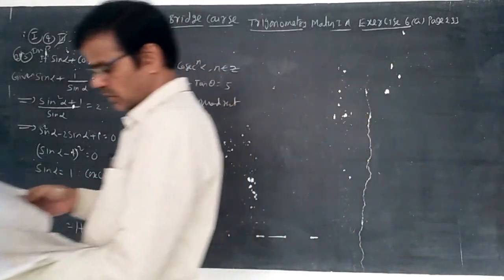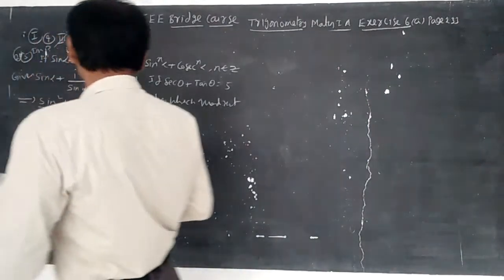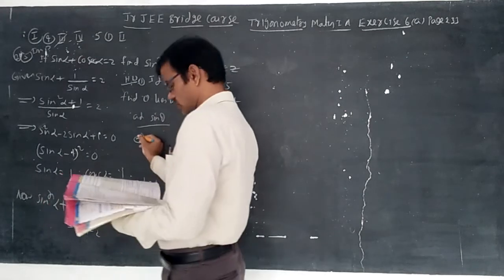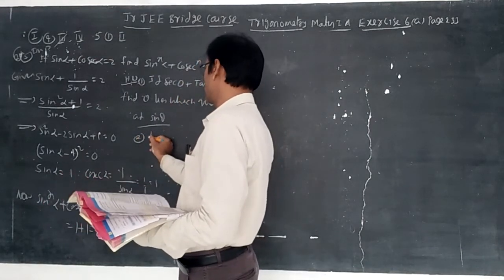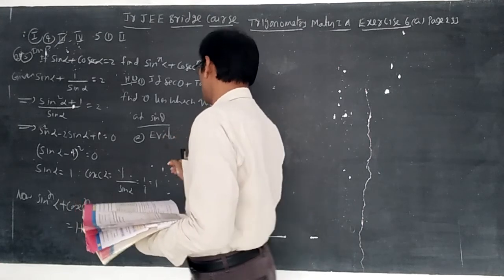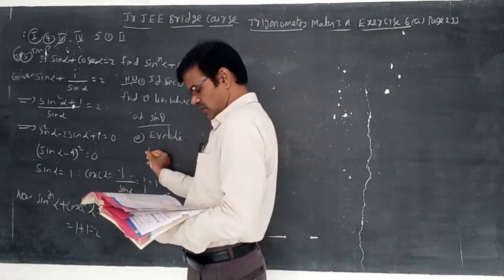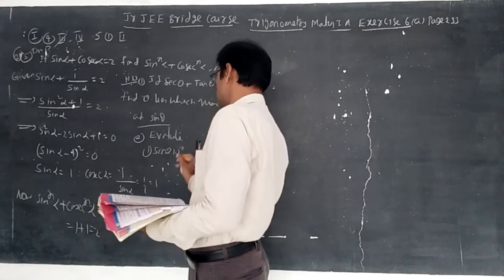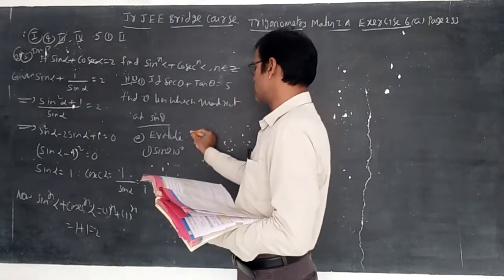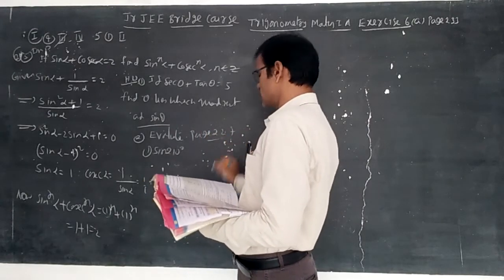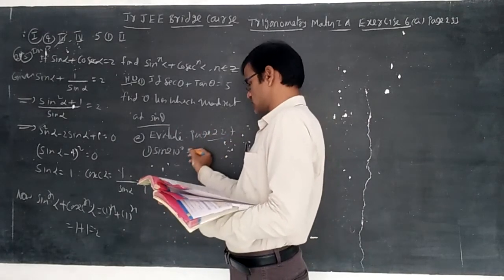Previous examples also. So this is the first homework today. Second homework: evaluate. Evaluate means to calculate the values. Evaluate first: sin 210 degrees, using allied angles you do. Page number 227, questions are there. Page number 227, sin 210 degrees.